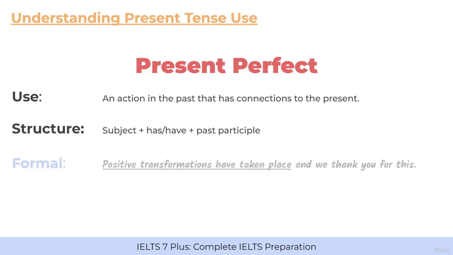Let's take a look at an example for formal. Positive transformations have taken place, and we thank you for this. Okay, so the subject here would be positive transformations, and we have, has, we use singular, have for plural, positive transformations have, and the past participle taken, took, taken. Positive transformations have taken place, and we thank you for this. Here it sounds like a letter of thanks.